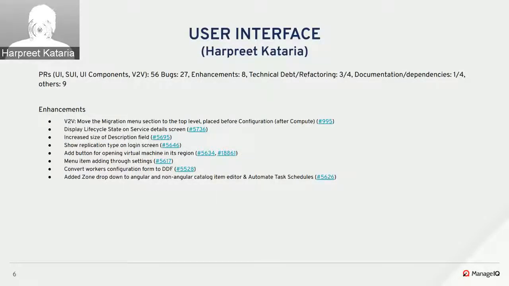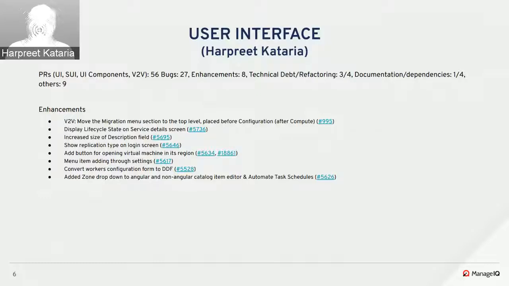Hi, everyone. A total of 56 UI PRs were merged across all the UI repos this sprint. Out of that, there were 8 enhancements, 27 bugs, and so on. Some of the main enhancements are listed here. On the V2V side, as we are planning on adding more submenus under the migrations menu, we moved the migration menu out of the compute top level menu to have its own top level menu now. And the service details screen was updated to show the lifecycle state of a service. I think Tina will go over that in her automate slides.